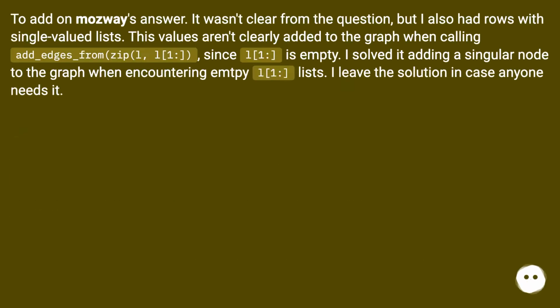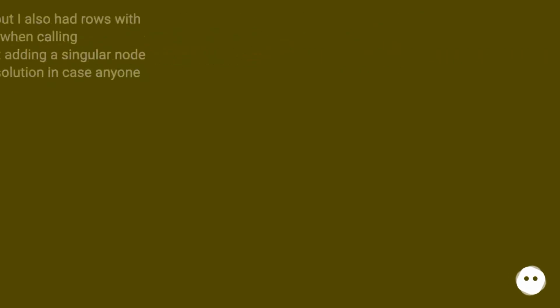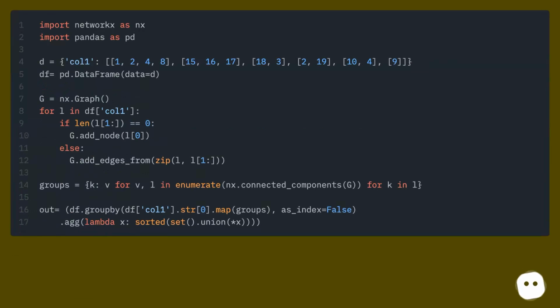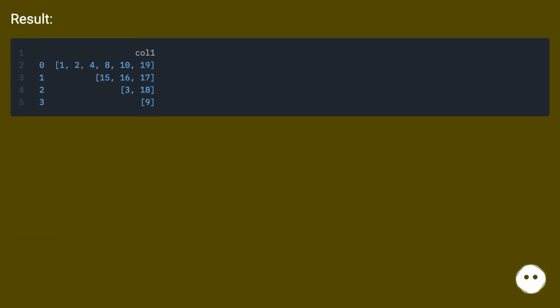To add on Mosway's answer, it wasn't clear from the question, but I also had rows with single-valued lists. These values aren't clearly added to the graph when calling add_edges_from with zip of the L1 column. Since the L1 column is empty, I solved it by adding a singular node to the graph when encountering empty L1 column lists. I leave the solution in case anyone needs it. Result.